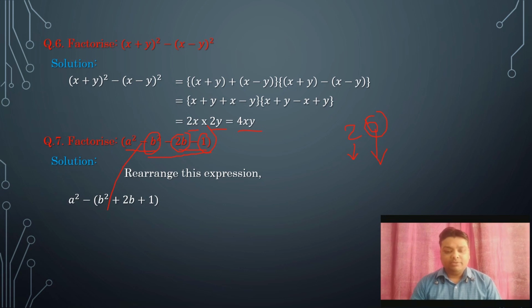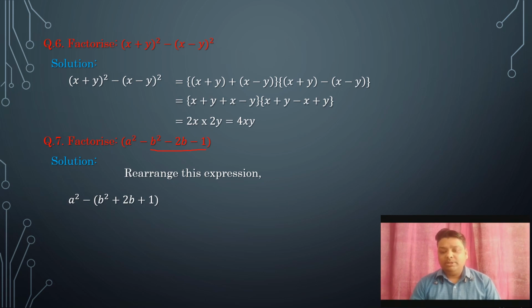Now after that, if minus sign is outside and we keep all these terms in bracket, then all the signs will change. So minus b square will be plus b square, minus 2b will be plus 2b, and minus 1 will be plus 1.